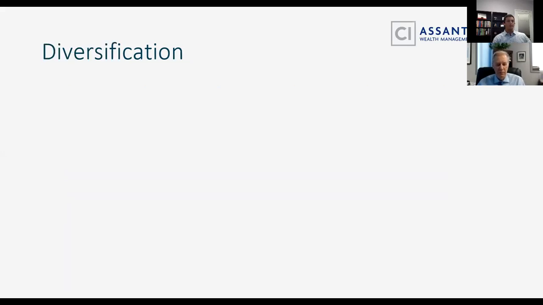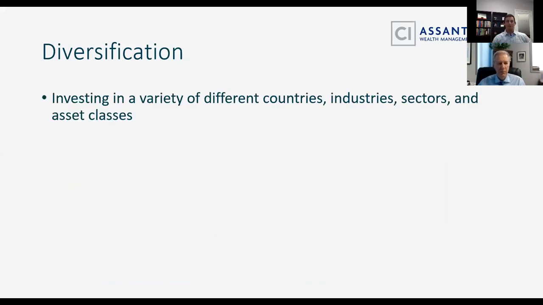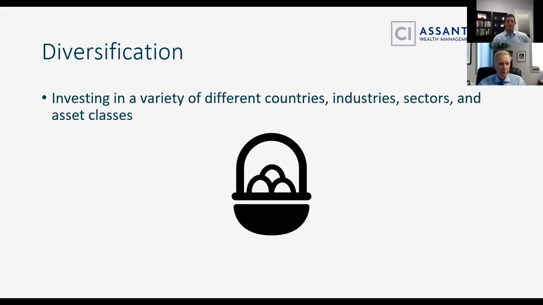So the next concept we'll go through is diversification. This is a word that you'll see quite a bit when it comes to investing. And all it really means is investing in a variety of different countries, industries, sectors, and asset classes. Or quite simply, just not having all of your eggs in one basket. That's really what it comes down to. Diversification is really important because it spreads your risk out and basically reduces the amount of risk in your investments while actually increasing the expected return, because as some investments go up, others will go down.